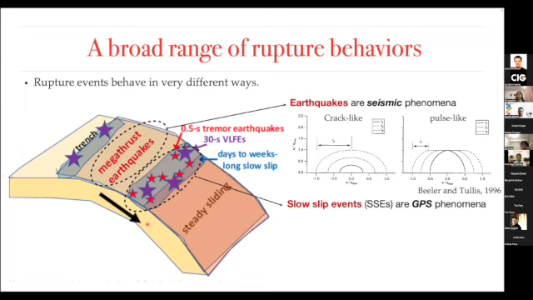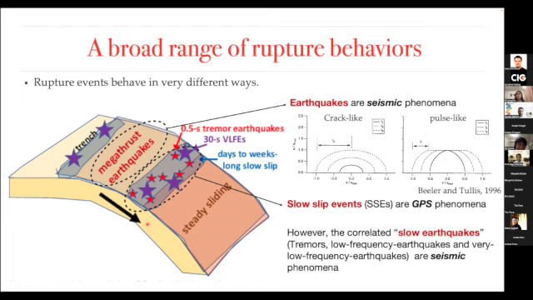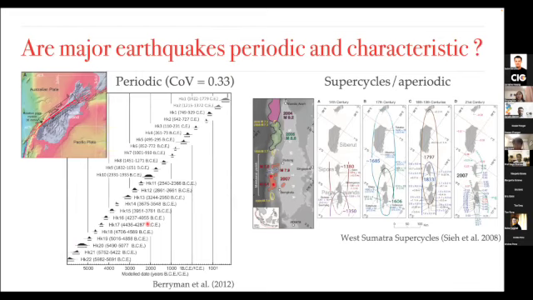Furthermore, in some cases seismic and GPS phenomena can actually be co-located, like tremors and low-frequency earthquakes, which we call LFEs, and VLFEs. They are slow earthquakes. They're seismic phenomena, but they always occur with the slow slip events. In the meantime, as we now have more seismic catalogs, thanks to more complete paleoseismic records, we see that earthquakes tend to recur in very different ways as well.